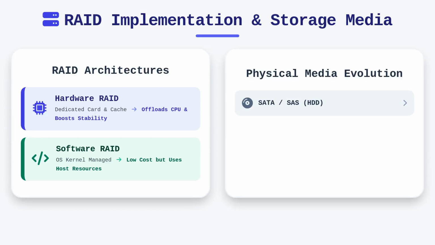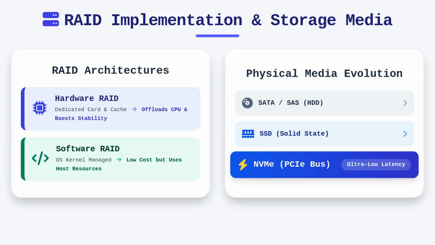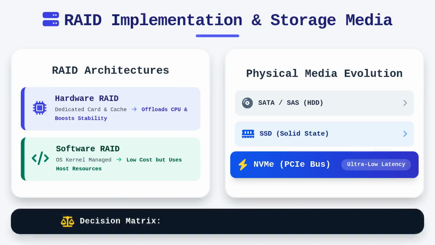In terms of physical media, we see a transition from traditional hard disk drives like SATA and SAS toward high-performance solid-state drives, with NVMe protocols significantly reducing latency by communicating directly over the PCIe bus. Choosing between these technologies involves balancing cost, throughput, and the specific input-output operations per second required by your applications.